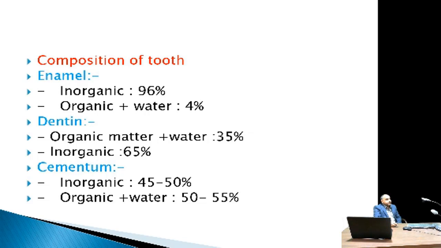Composition of the tooth. Enamel contains inorganic 96%, organic and water 4%. Dentine, organic matter and water 35%, inorganic 65%. Cementum, inorganic 45 to 50%, organic and water 50 to 55%.